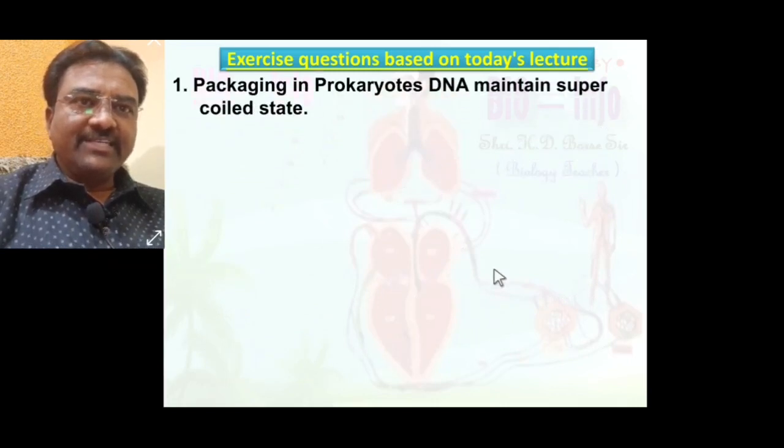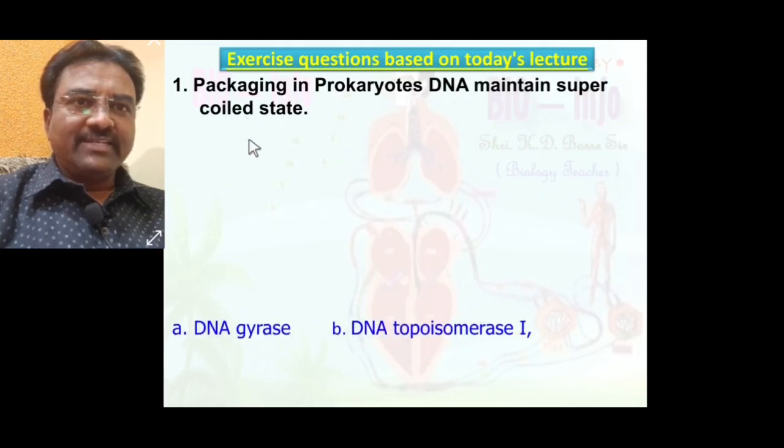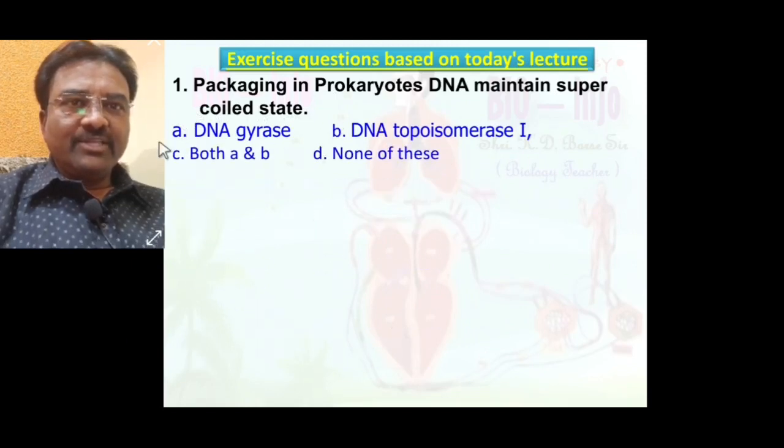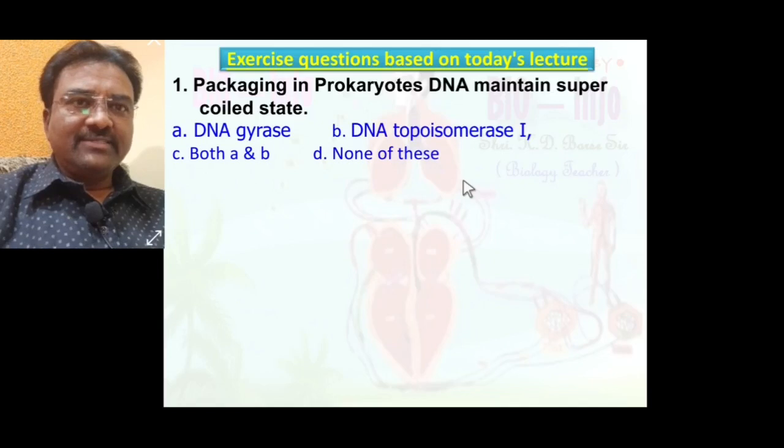Number 1: in packaging of prokaryote DNA, the supercoiled state is maintained by DNA gyrase, DNA topoisomerase I, both A and B, or none of these. The correct answer is both A and B, because DNA gyrase as well as DNA topoisomerase I maintain the supercoiled state in packaging of prokaryote DNA.